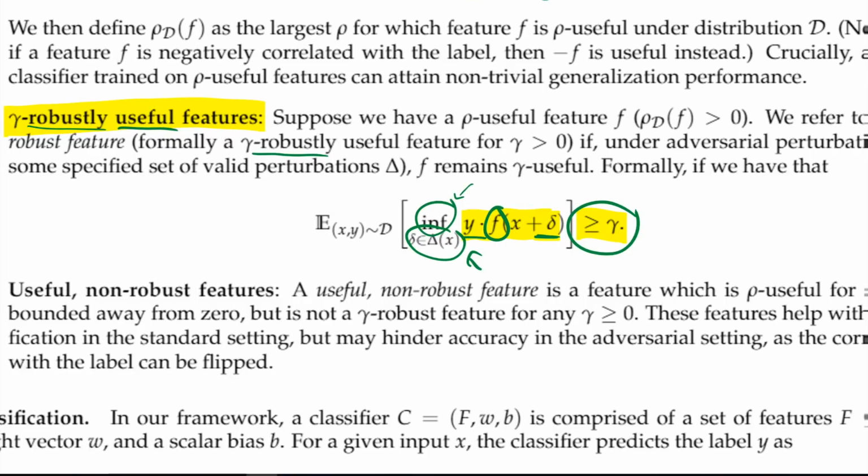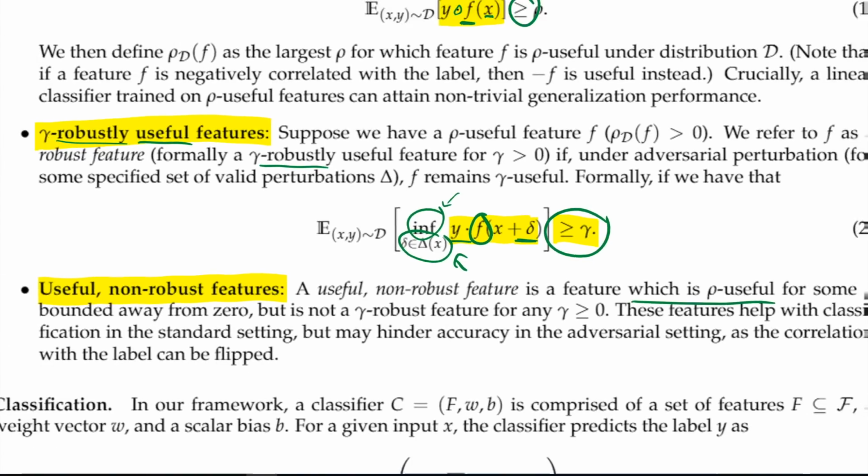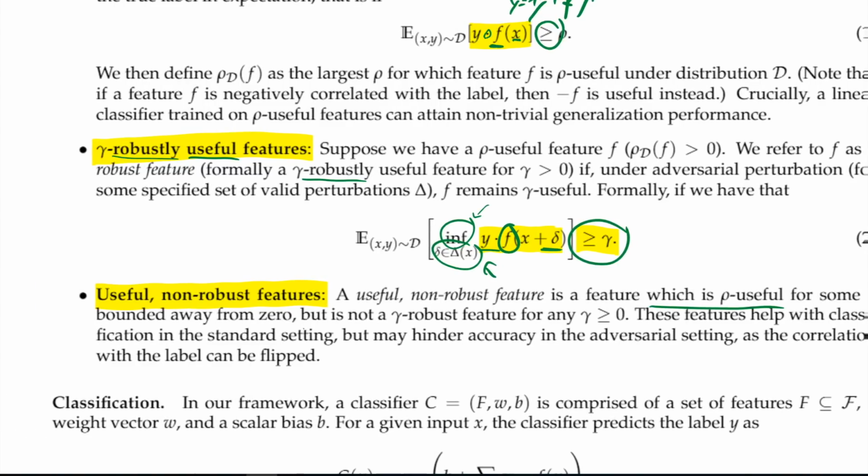And of course, a non-robust feature, so a useful non-robust feature, is a feature which is useful, you see here, is useful, but is not a gamma-robust feature for any gamma. So it is a feature that is useful, like the cat fur, right? An example of a robust one would be the cat's eyes and ear position, right? We can't just make a small perturbation to the image and make the ears be somewhere completely else. That would require a large perturbation of the image. So the position of the ears and eyes are pretty robust features.